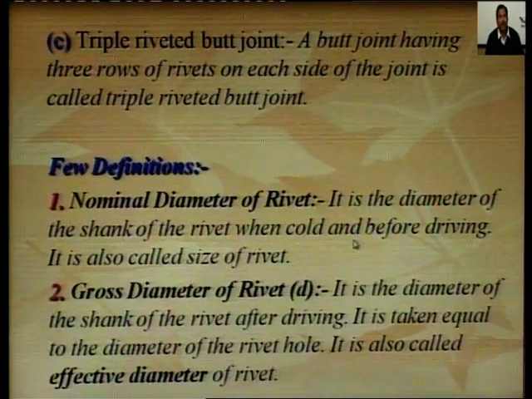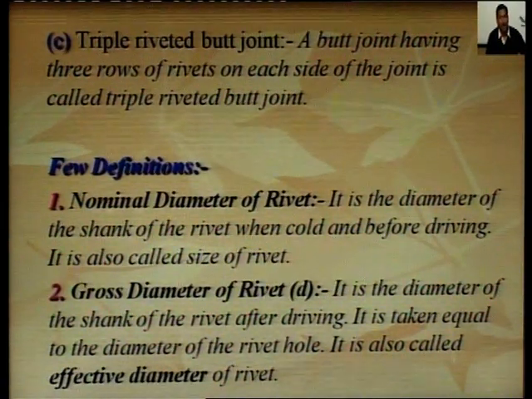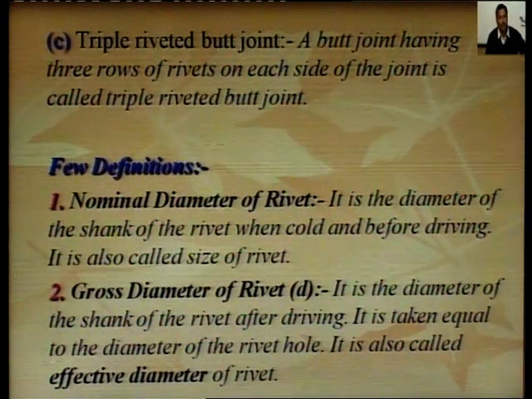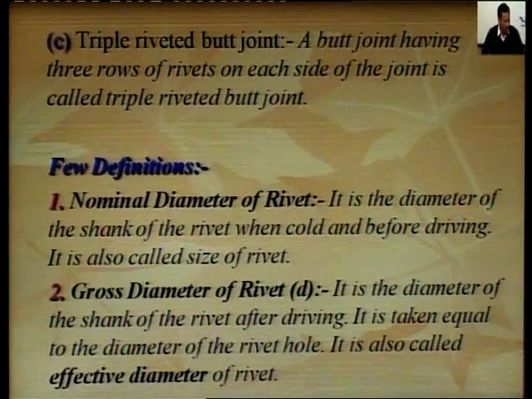Triple riveted butt joint: a butt joint having three rows of rivets on each side of the joint is called a triple riveted butt joint.